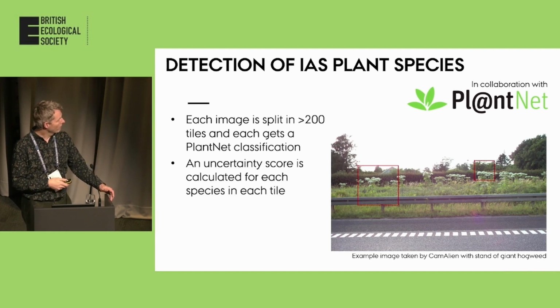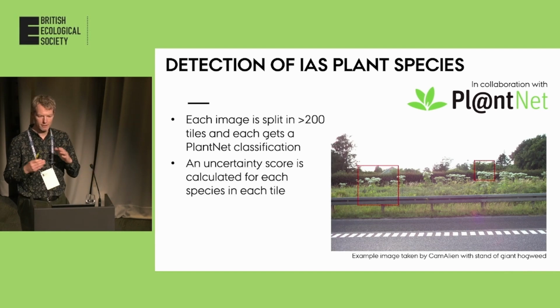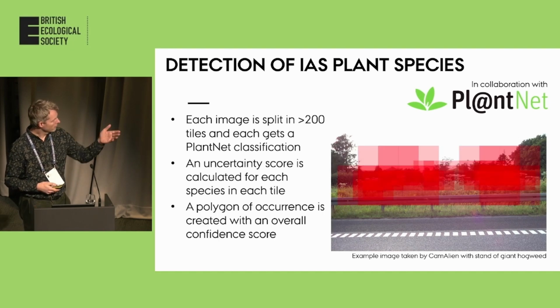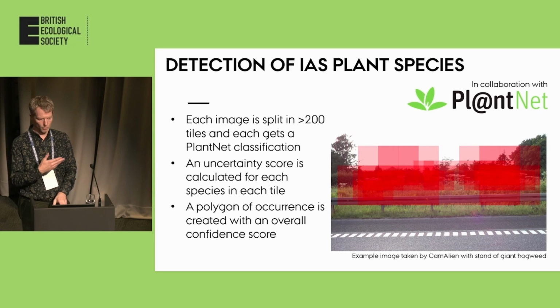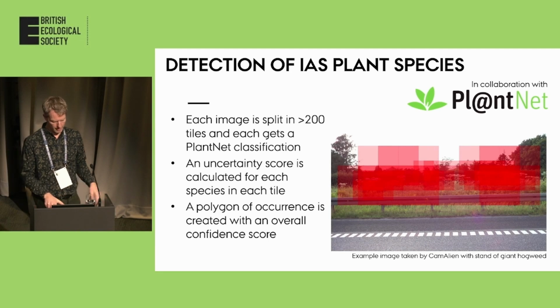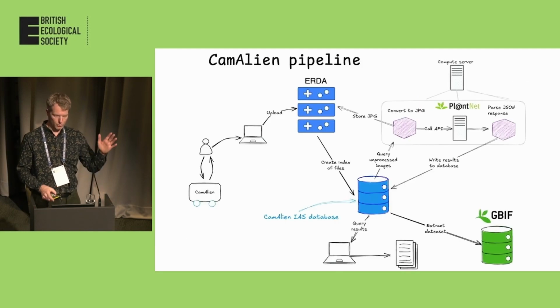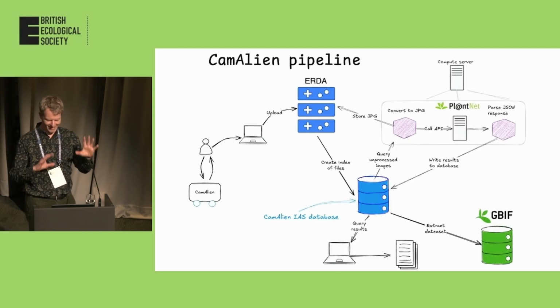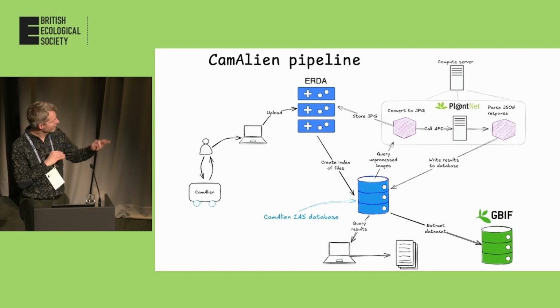We have these little tiles in different sizes, because sometimes the plant might be in the foreground, sometimes it may be in the background. That's all running automatically to give us multiple predictions, and for one image you then end up with some kind of polygon showing where the model said it's likely that giant hogweed was found in that image. We can then extract that information and store it in a database. So for those who are keen on analysis pipelines, this is the diagram.